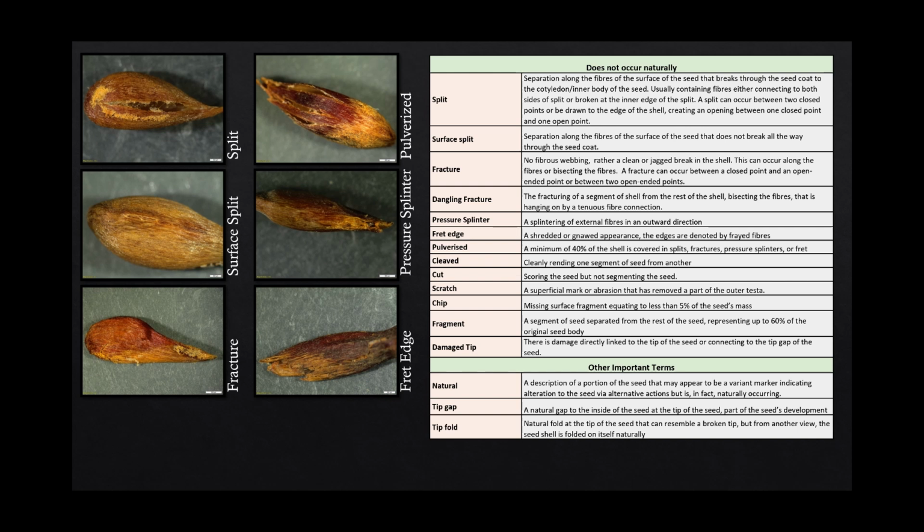For example, a split is the separation along the fibers of the surface of a seed that breaks through the seed coat to the cotyledon, usually containing fibers either connecting to both sides of the split or broken at the inner edge of the split. A split can occur between two closed points or be drawn to the edge of the shell, creating an opening between one closed point and one open point.